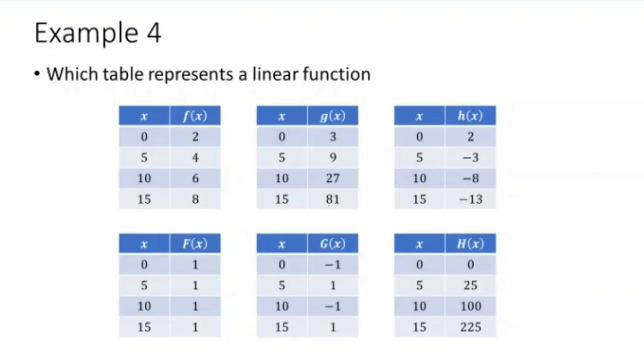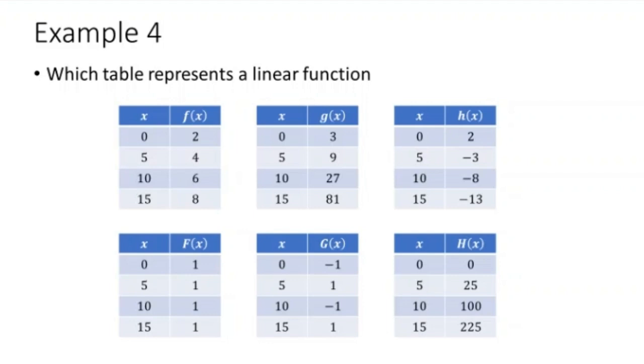Now we're going to determine which of these tables represents a linear function. Recall from before that in order for a function to be linear, the slope is constant, meaning for any 2 points on the graph of the function, or in this case the table, the change in y divided by the change in x should always be equal.